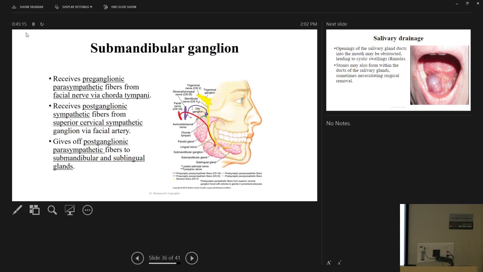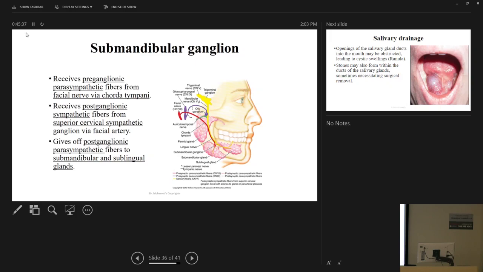So let's say this again. The submandibular ganglion, why is it here? It needs to give secretomotor fibers to the submandibular salivary glands and sublingual salivary glands. When you see something yummy, some food that's very delicious, right?